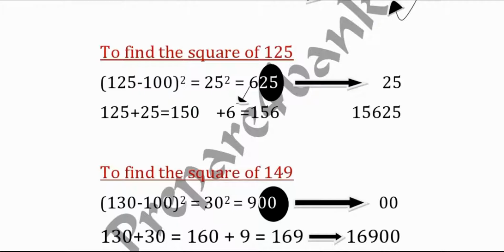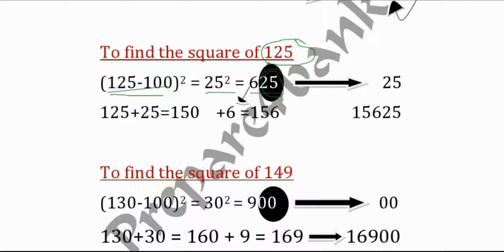To find the square of 125. How can we find the square of 125? Why did I tell you that this is the easiest? Because 125 minus 100, this is the previous case. As the number is bigger, we have to subtract 100 from it. 125 is the base number, because the number given is 125 and the base number is itself. So 125 minus 100 is 25. If I find the square of 25, it is 625. So the last 2 digits are 25.